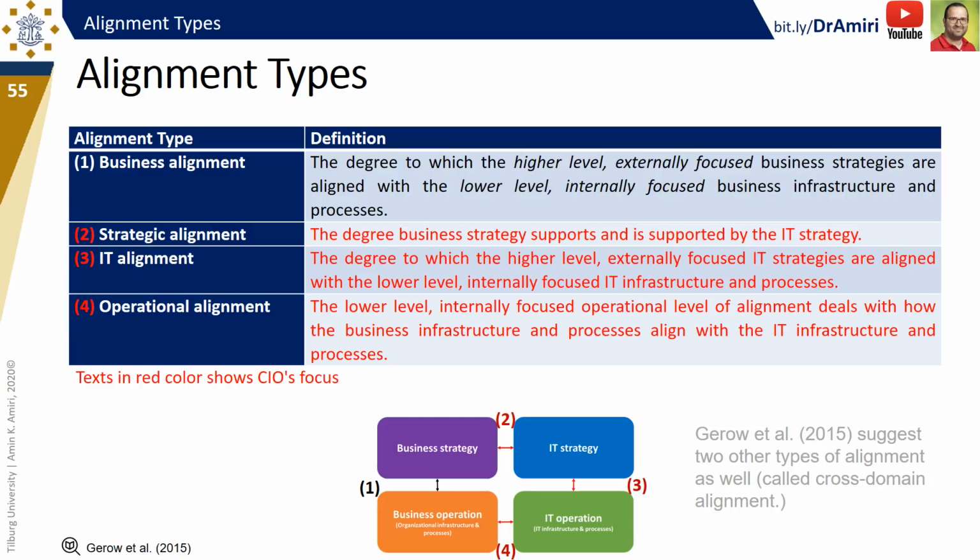Operational alignment deals with how much organizational hierarchies and organizational processes support and are supported by information technology assets such as IT processes and IT management processes, and so on and so forth. So the CIO, the IT department, is in charge of the three types of alignment that you see in red here: strategic alignment, IT alignment, and operational alignment.